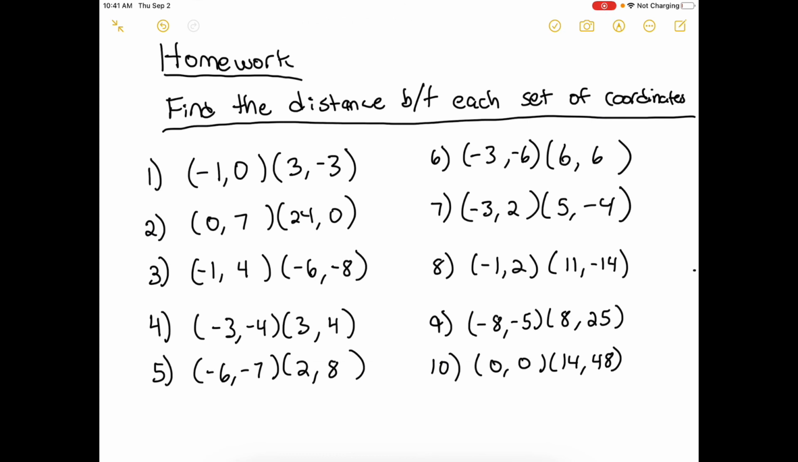Okay, here are the 10 homework problems I want you to try. Find the distance between each set of coordinates. You can find these by graphing, or you can solve them any way you want to. You can solve them by graphing or just by counting. But all of these will be right triangle triples. You'll get whole number answers on these. And put these problems under your notes for today.